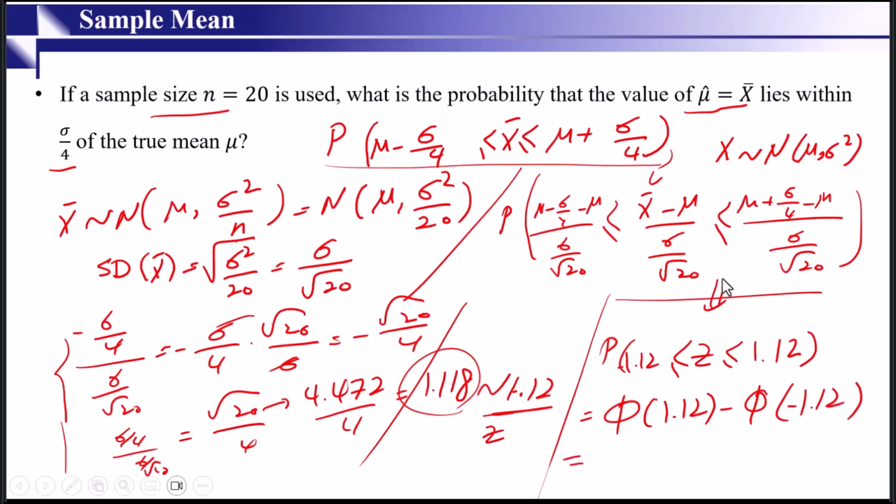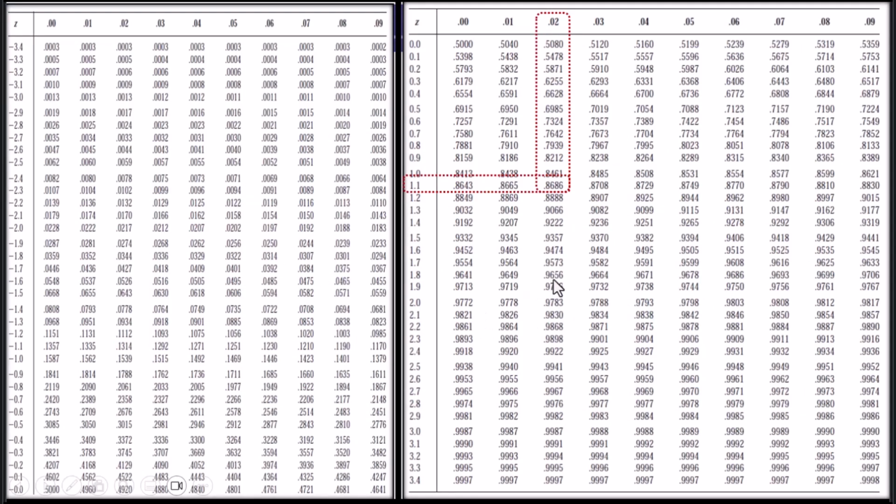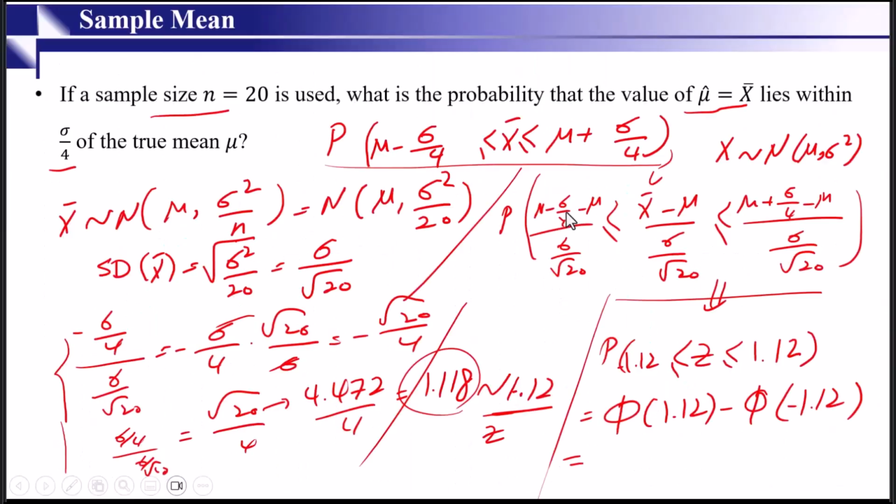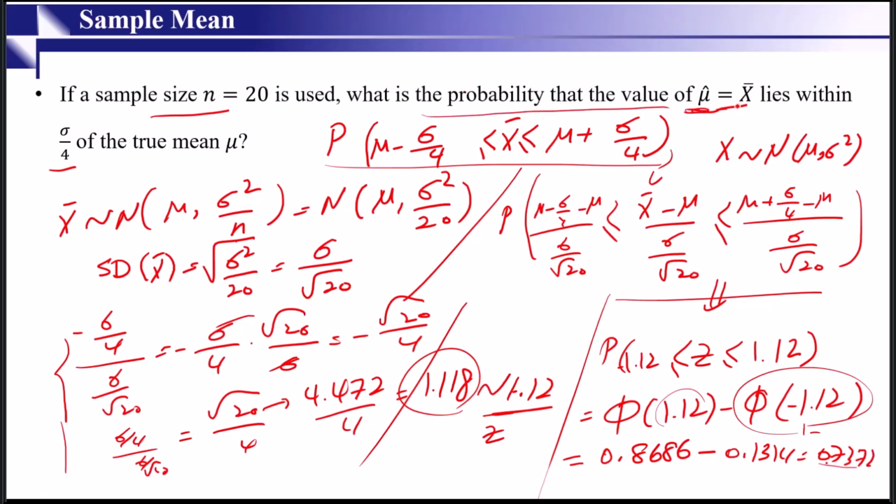Based on the table that we had, the z table, this is equal to 0.8686, right? 1.12. So this will be 0.8686 minus, and for this one, we should go for 1 minus this one, right? So it will be 0.1314, which gives 0.7372. So 74% is the probability that the value of mu hat equal to x bar lies within sigma over 4 of the true mean.